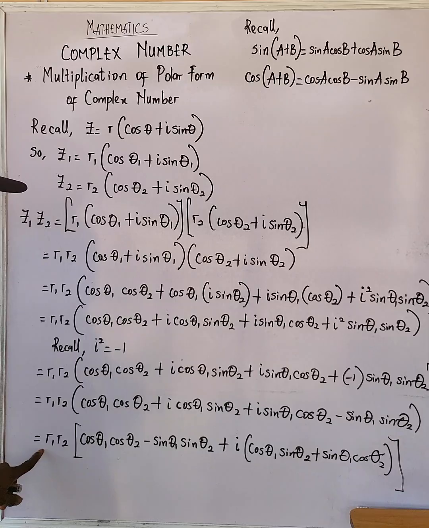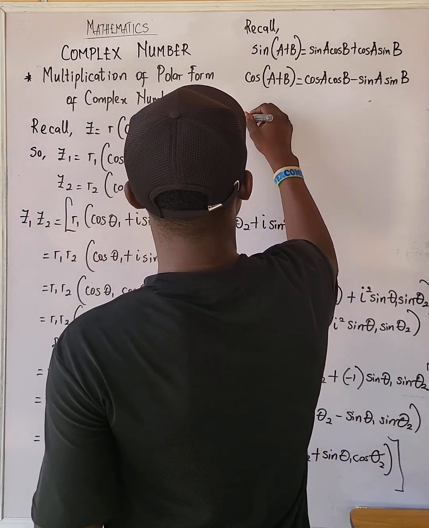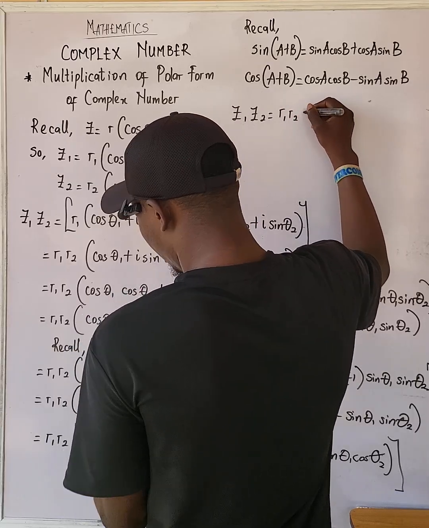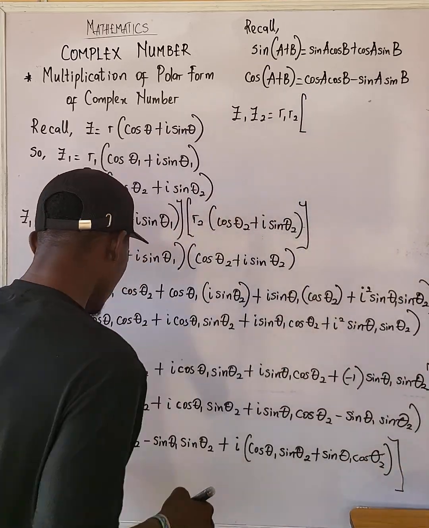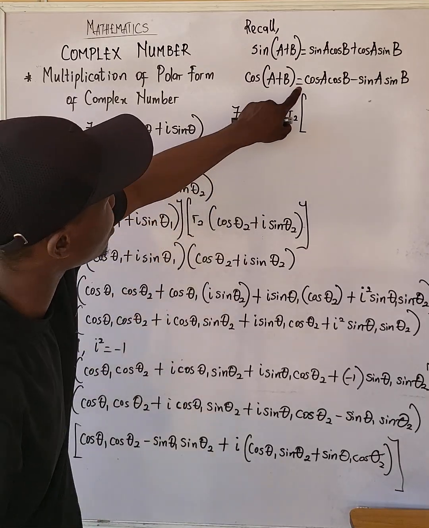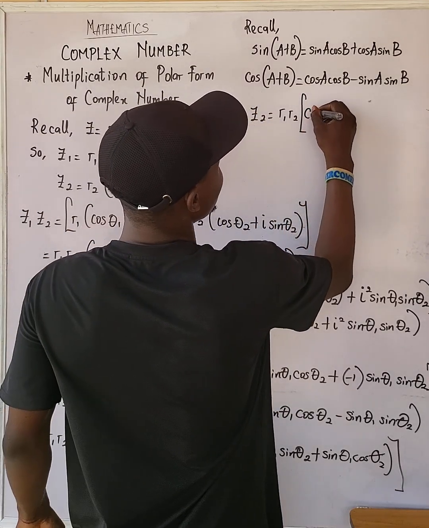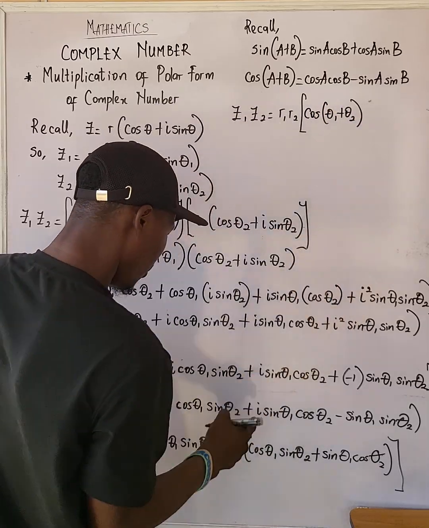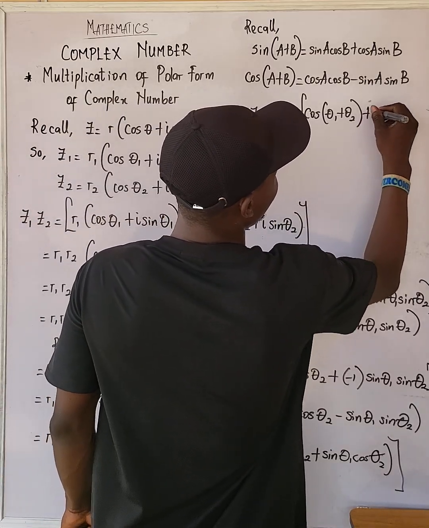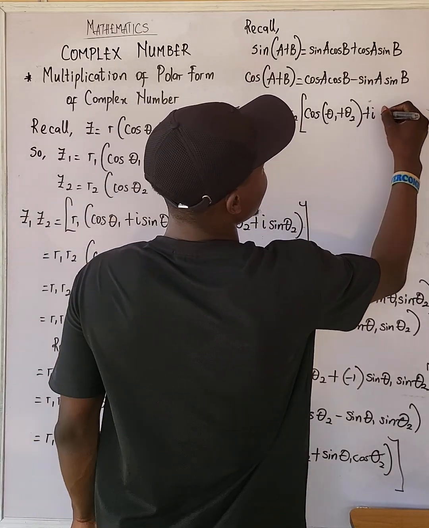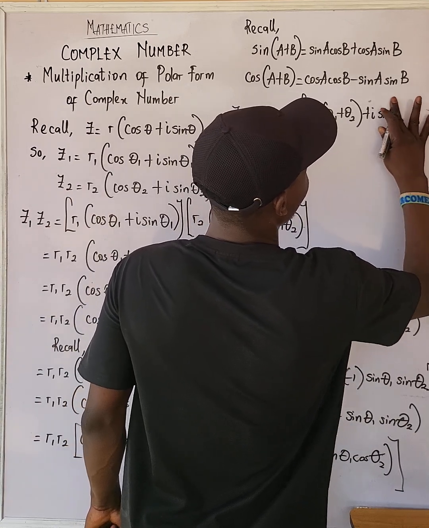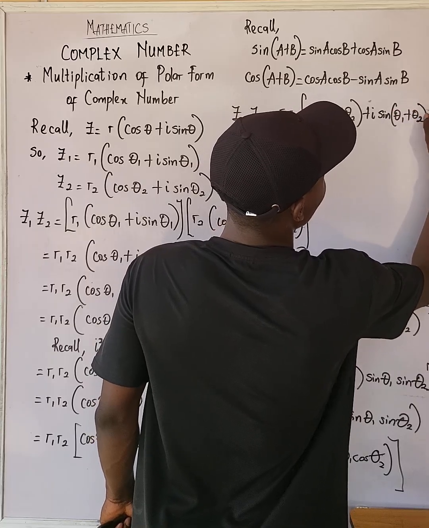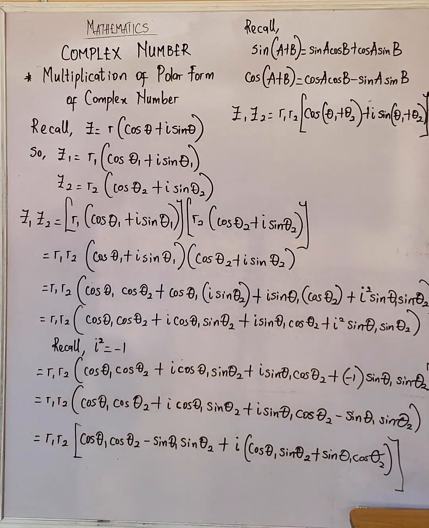Do you understand? So what are we going to have? Z1 Z2 will now be equal to R1 R2 into bracket. This cos theta 1 cos theta 2 minus sin theta 1 sin theta 2 is the same thing as this, so we write it as cos theta 1 plus theta 2. Then don't forget we have plus I, then this one is taken as sine theta 1 plus theta 2. Do you understand? Do you get it now?